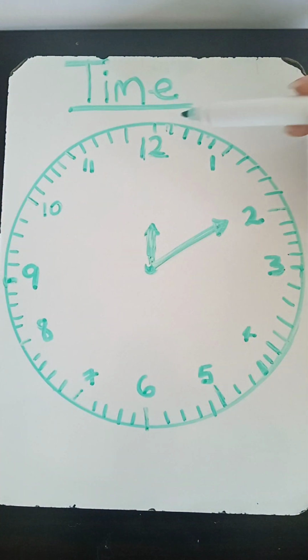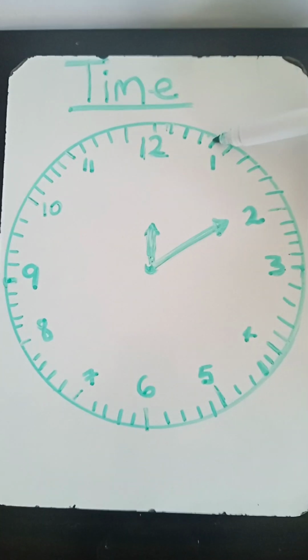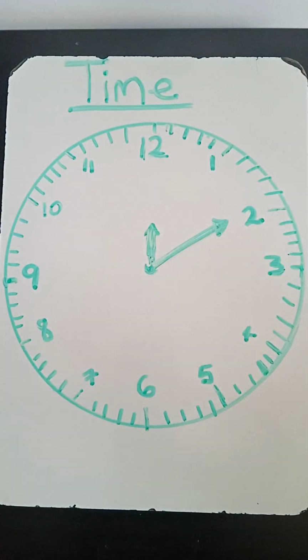Because when you count these small lines here, they are 5 up until you reach 1. Look at it like this. You have 1, 2, 3, 4, and then it's 5. So you have 5 lines, which means that it is 5 minutes after 12. It is 5 past 12.